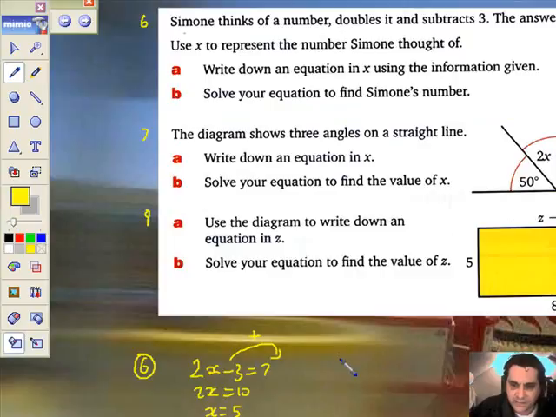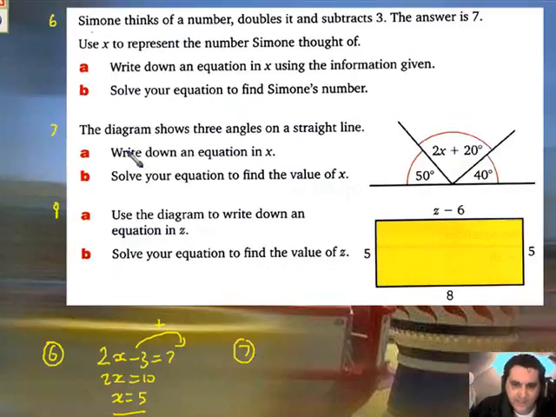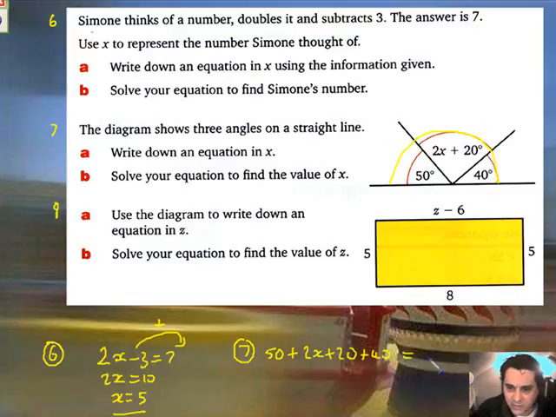Right, question 7. It says the diagram shows 3 angles on a straight line. Again, as before, all this comes to 180 degrees. So write down an equation. I've got 50 plus 2x plus 20 plus 40 all comes to 180 degrees.